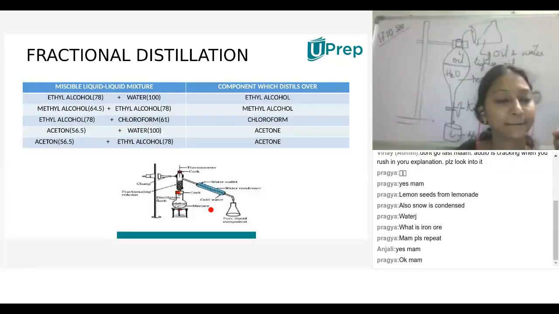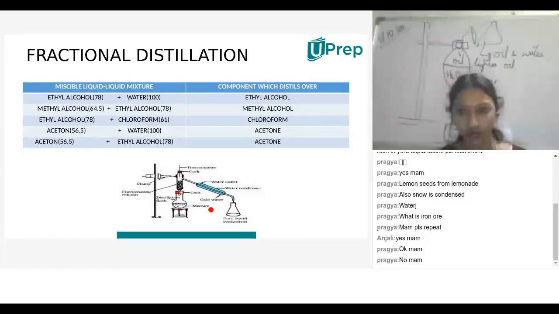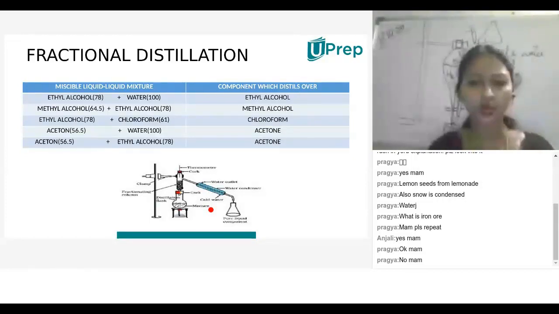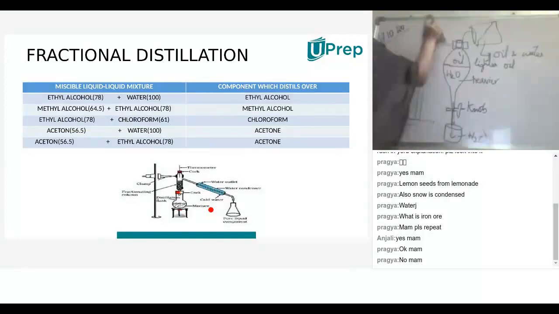Yes, children. Ma'am, can you give me an example of fractional distillation, or can you please explain it with the board? Which one? Fractional distillation, you want me to explain once again? Yeah. Looking at the figure, I am not understanding it. It's so confusing. What you have observed in that video is exactly the same. But you want me to explain? Definitely.